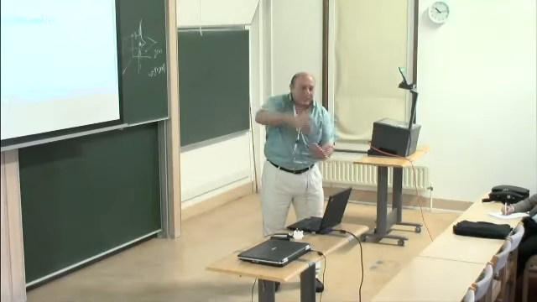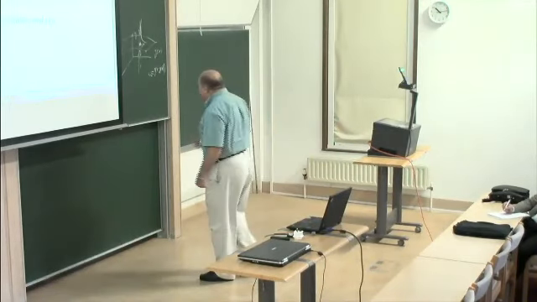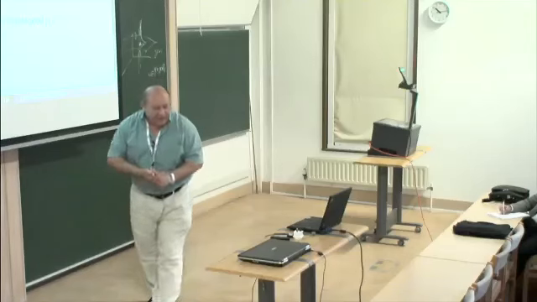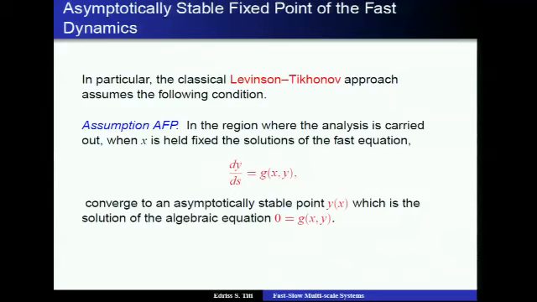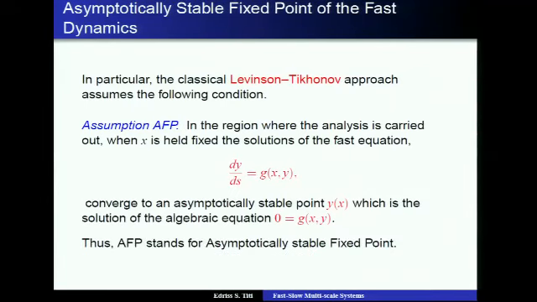So you need to be attracted all the time in this direction. So this is the assumption that you have. This is the classical Tikhonov-Levinson theory. It says that this algebraic equation has a fixed point, and this fixed point is stable, and that's why the word AFP, which stands for asymptotic fixed point, which is stable. This is the classical theory: you have to have g of x, y has a solution. The solution is a fixed point for the fast dynamics, and the fast dynamics is attracting to that fixed point, and therefore in this classical theory, nothing special happens.